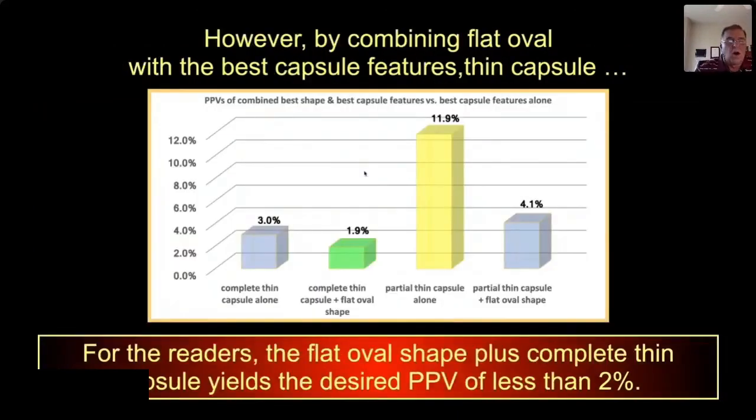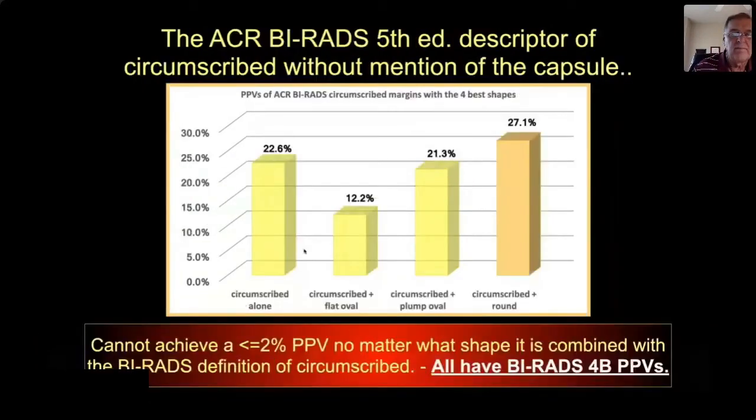What this shows is that only by combining a truly oval shape with a complete thin capsule can I arrive successfully at less than a 2% false negative rate. The complete thin capsule alone doesn't do it. Partial thin capsule doesn't do it. Or partial thin capsule plus a flat oval shape doesn't do it. Only the combination of the thin capsule and flat oval shape achieved the desired false negative rate of less than 2%. Now what this shows is that margin alone just completely bombs out.